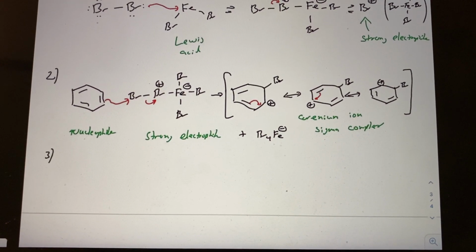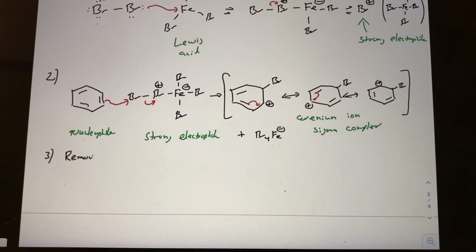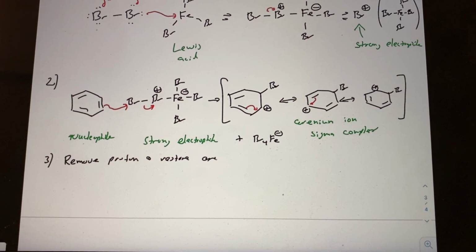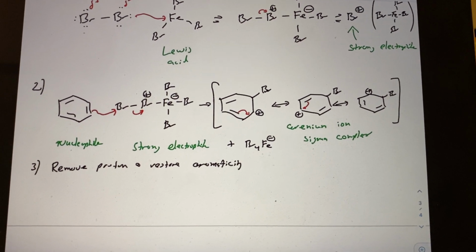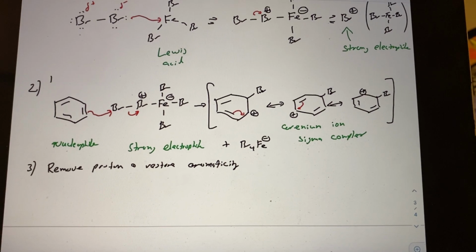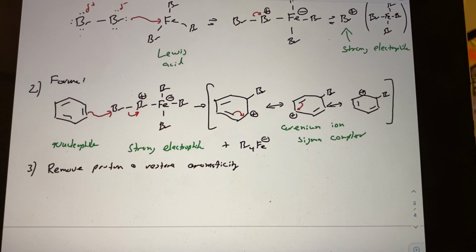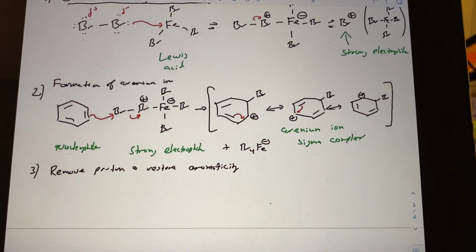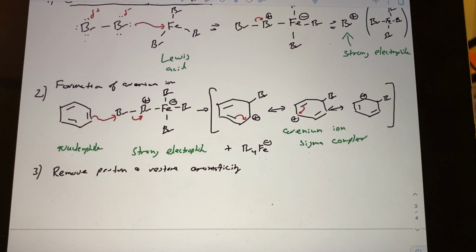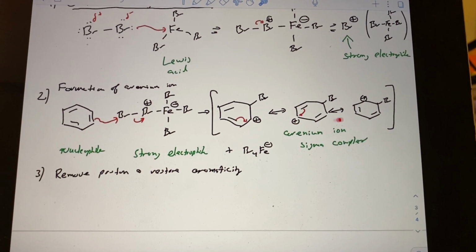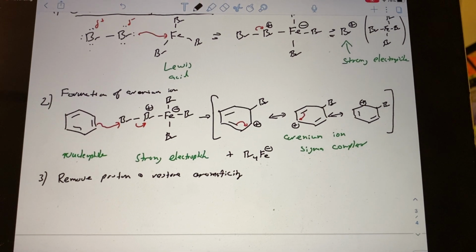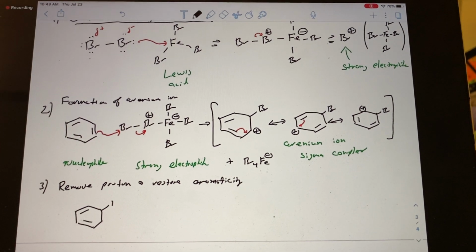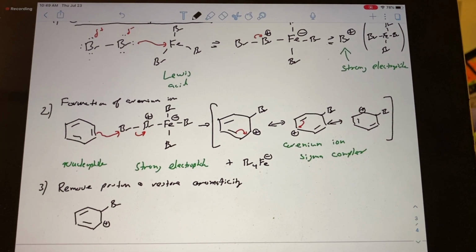I'll put it here before the page break. We're going to remove the proton, and we'll call it restore aromaticity. Why don't I put a name here for the top one, for number 2? We'll call this formation of the arenium ion. So now I'm going to redraw this same structure here of our arenium ion. I'll just use the first resonance structure. So we have this here.